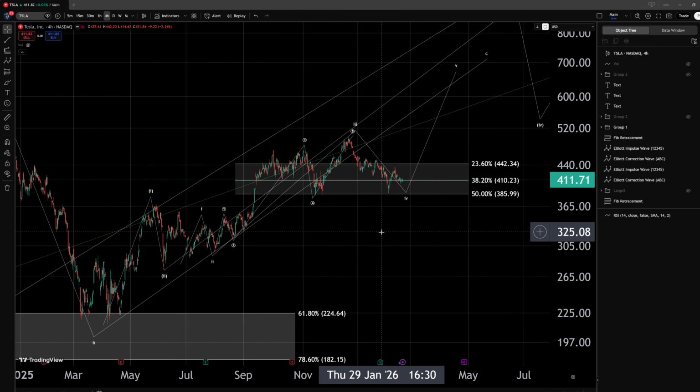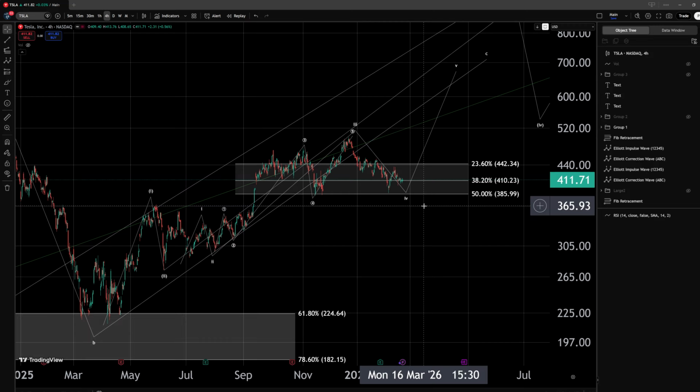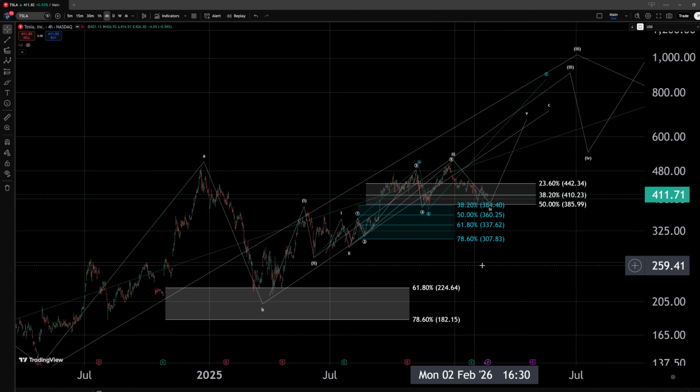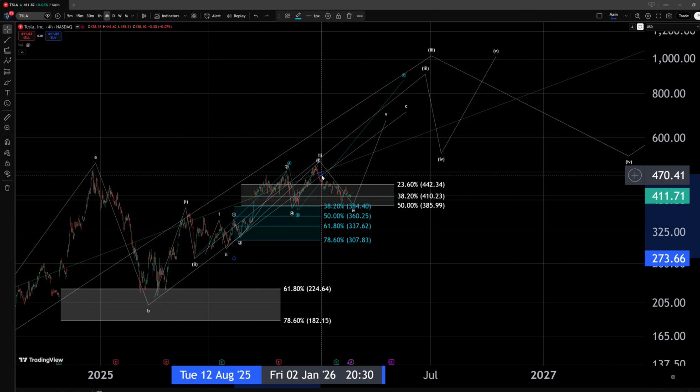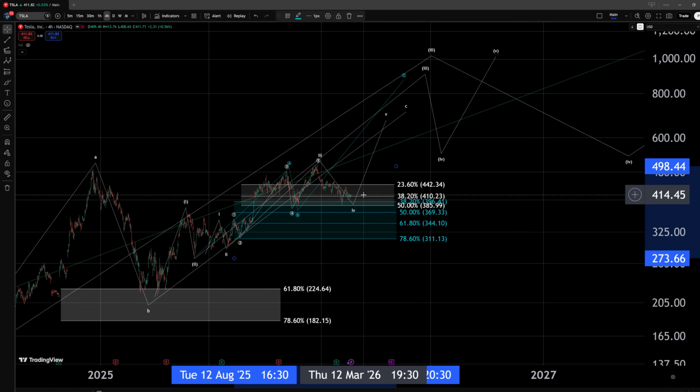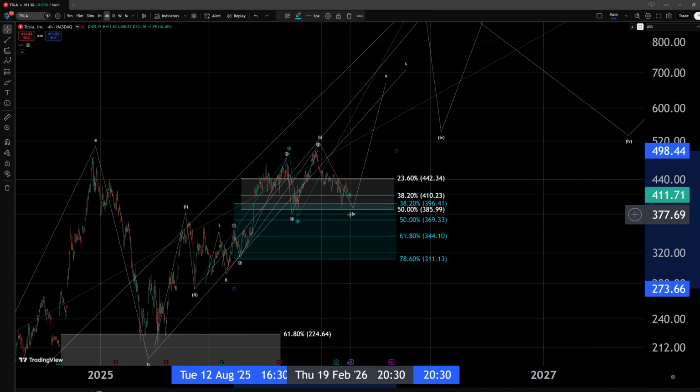either within this idea of an impulse where we must hold the $386 level, or within the idea of a potential diagonal structure where we can allow a deeper retracement, and an updated area of support for a potential wave B would be at the levels between the $396.4 all the way down to the $311.1.